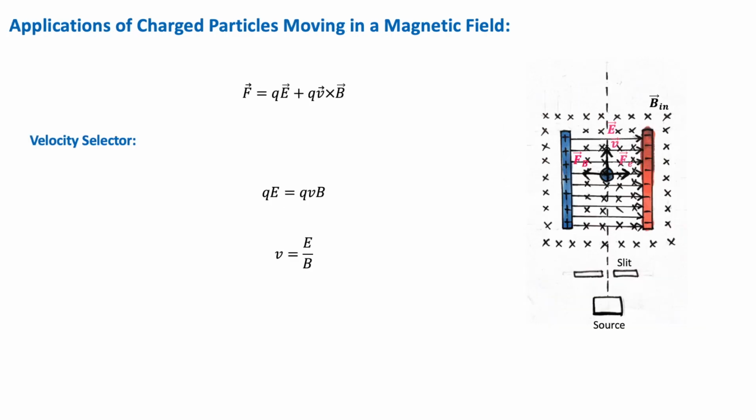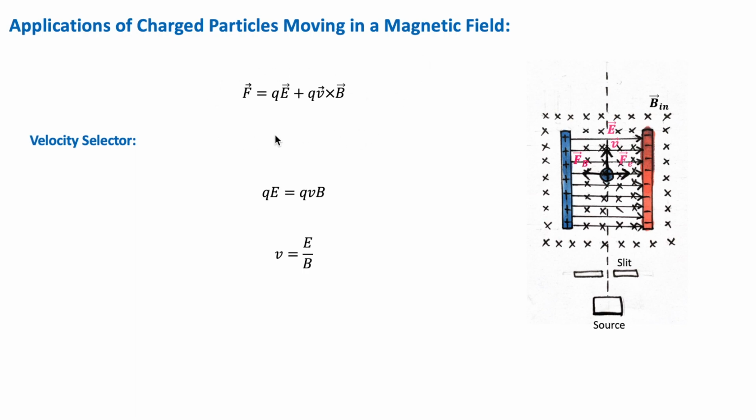So we will now consider applications of charged particles moving in a magnetic field. Suppose a charged particle is moving with a velocity v and is subjected to both an electric field E and a magnetic field B at the same time. It will then experience both an electric force qE and a magnetic force qv cross B, and the total force, known as the Lorentz force, is given by this equation, okay?